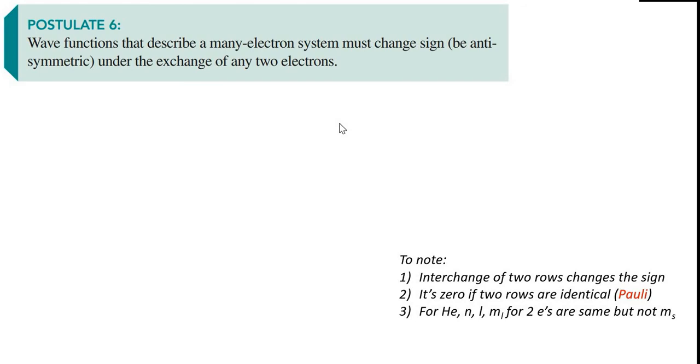So the hydrogen atom is a single electron system, no? But if you go beyond hydrogen, to helium, lithium, etc., then of course there are many electron systems, right? So in that case, how do we really have the wave functions and what are their properties? That is all about postulate 6.